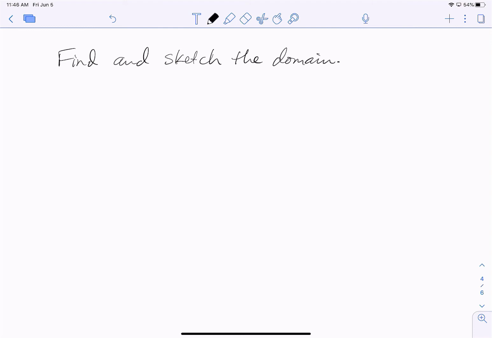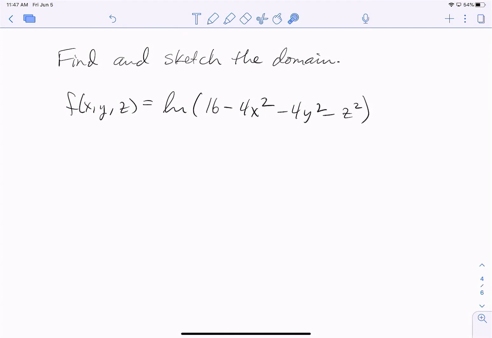We are again asked to find and sketch a domain. This time our function is f of x, y, z is equal to the natural log of 16 minus 4x squared minus 4y squared minus z squared. Since our function is a function of x, y, and z, our domain exists in R3.